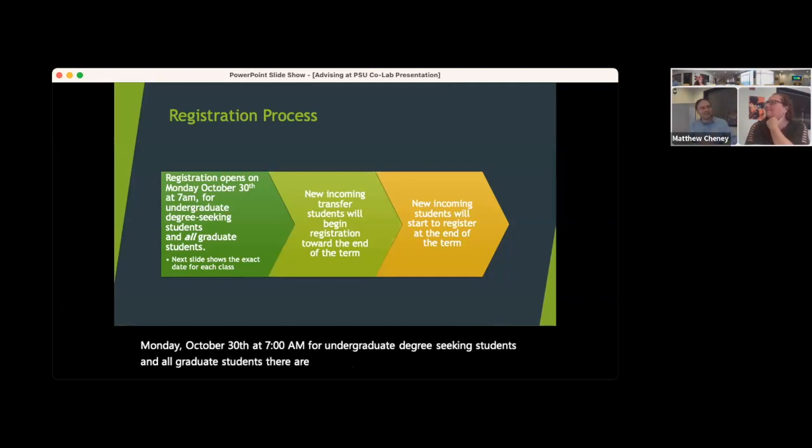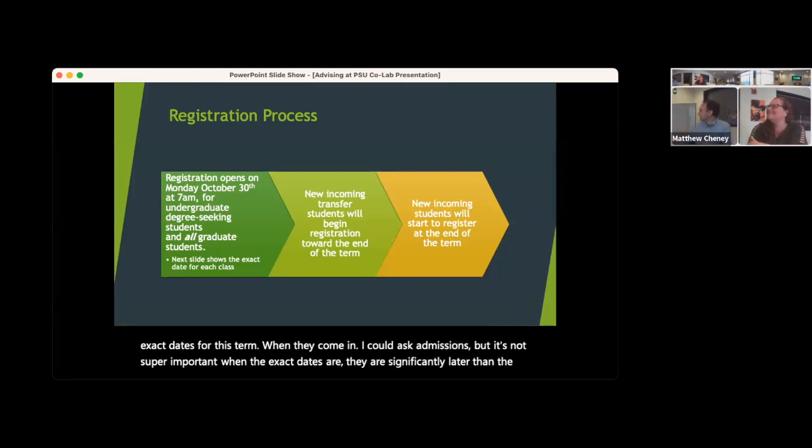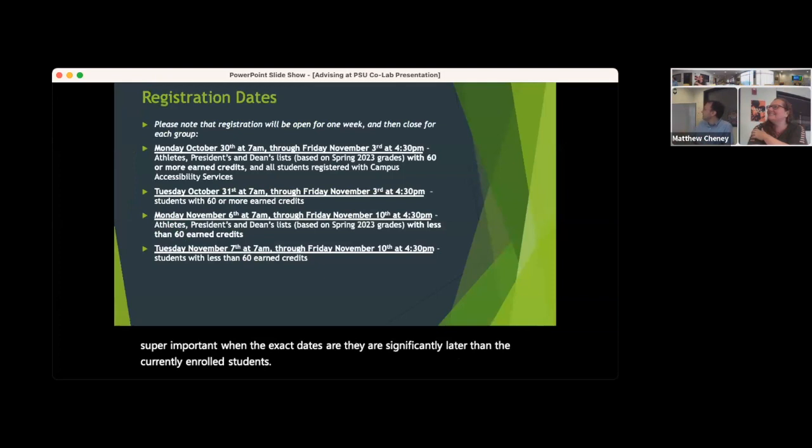There are some specific dates and ways that breaks down, though. For new students and transfer students, I haven't actually been able to find the exact dates for this term when they come in. I could ask Admissions, but it's not super important when the exact dates are. They are significantly later than the currently enrolled students.